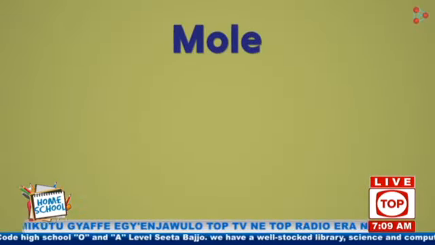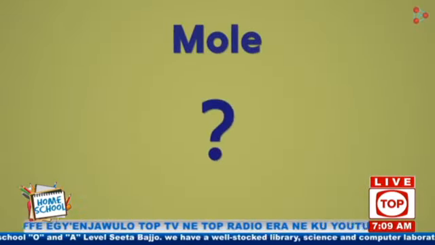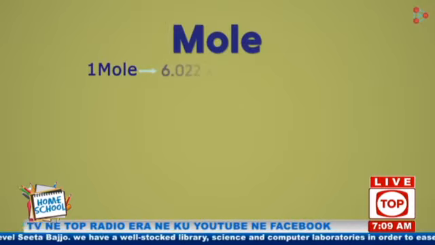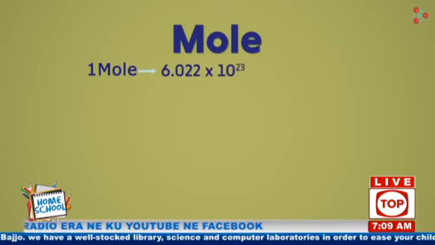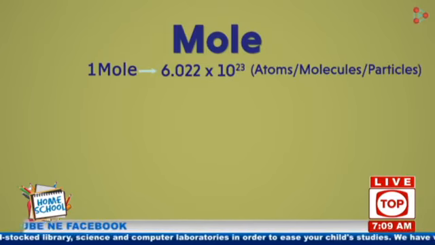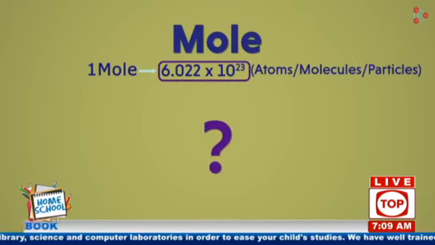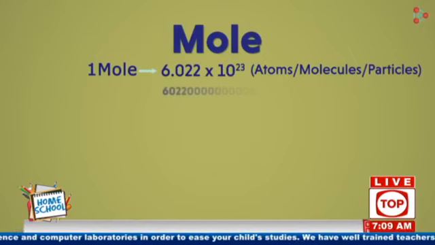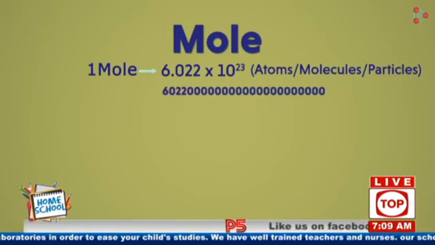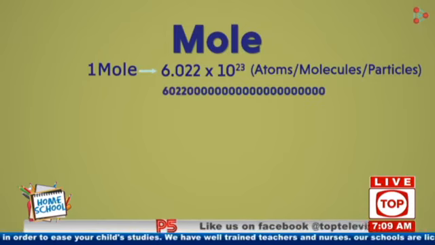That brings us to the concept of mole. What does it mean? It's very easy. 1 mole of anything has 6.022 times 10 raised to 23 atoms or molecules or particles present inside it. Isn't this number huge? If I have to write down the zeros, this is how big the number will look. 1 mole of anything has these many particles.